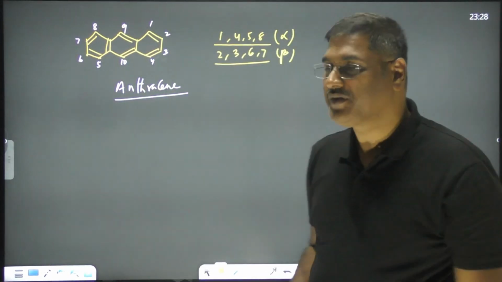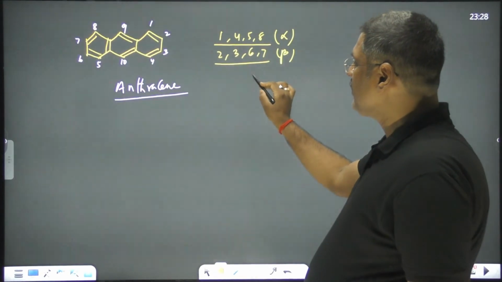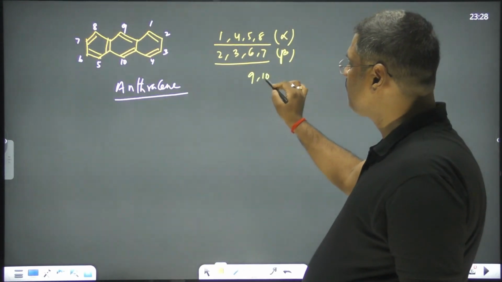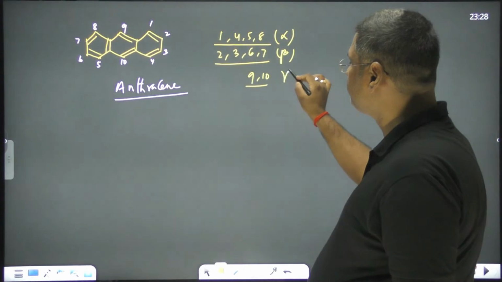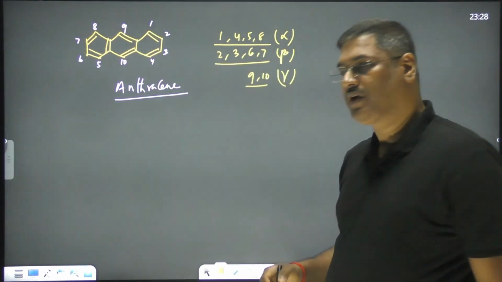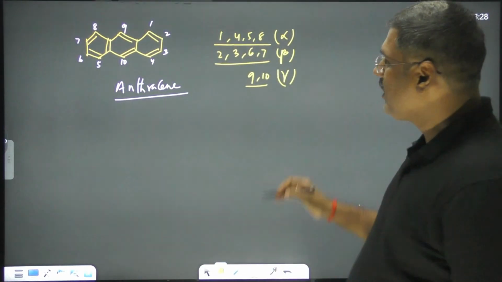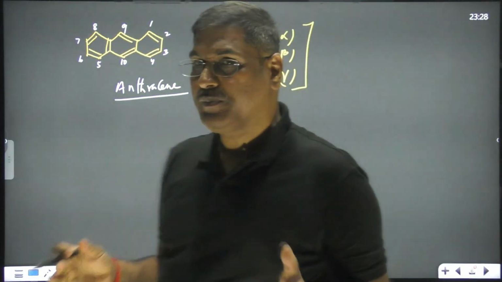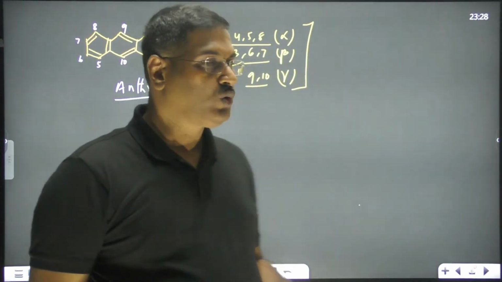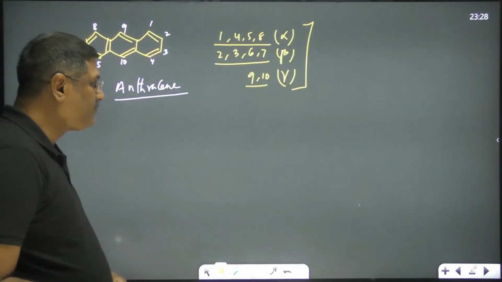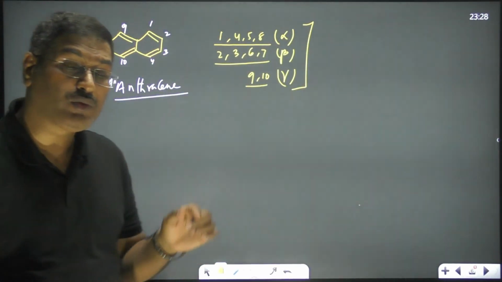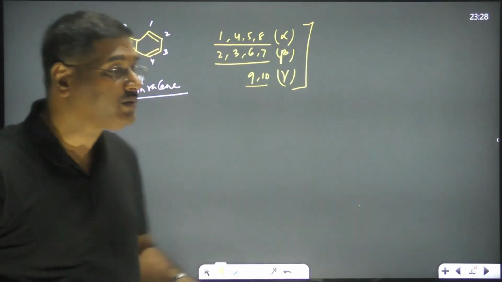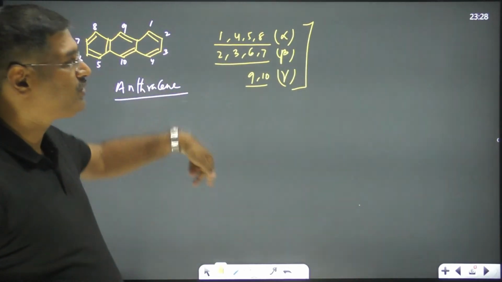9 and 10 are different. And if you keep it on the 9 or 10, both are different from the rest of the 2. We have 3 sets of equivalent places, and so the number of position isomers for mono-substituted anthracene will be 3.